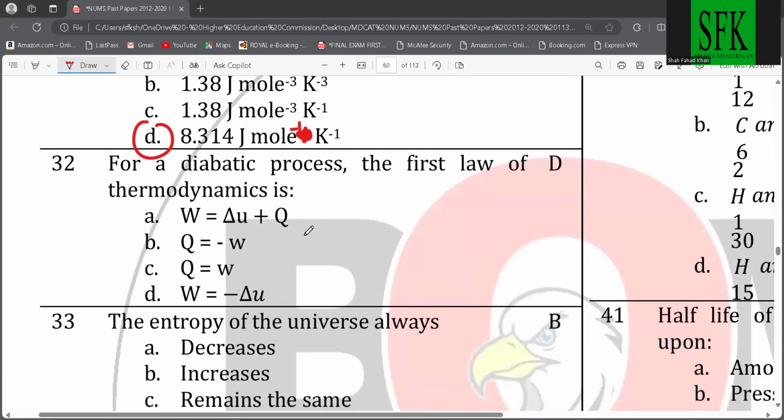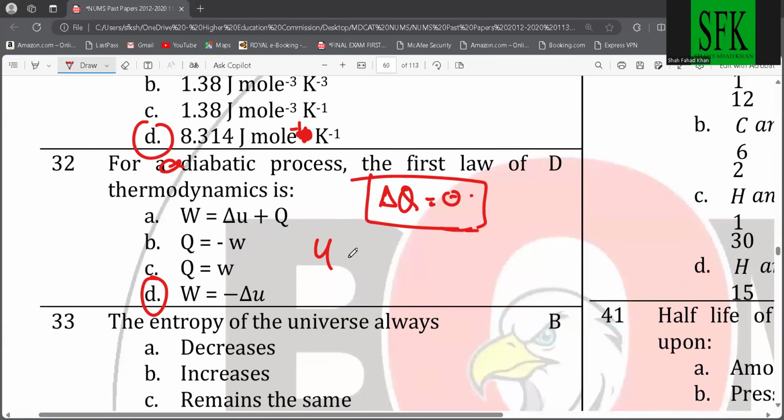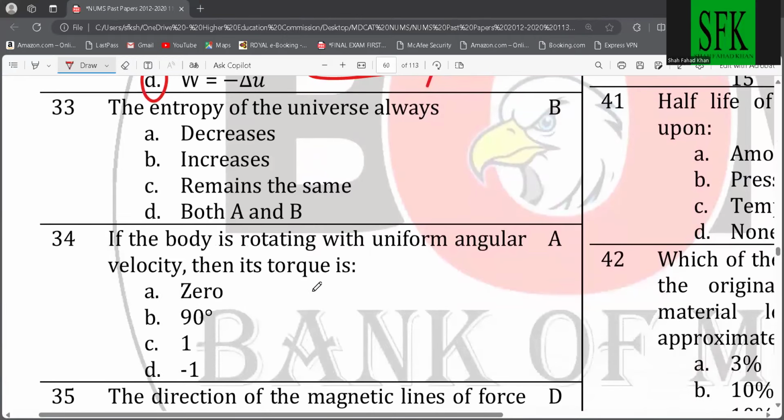For an adiabatic process, the first law of thermodynamics is this one. Because in an adiabatic process, delta Q is going to be 0, because Q is constant. So if Q is 0, then this formula is going to change. The formula U equals W plus Q, Q becomes 0, so U equals W. That's correct. Entropy of the universe always increases.